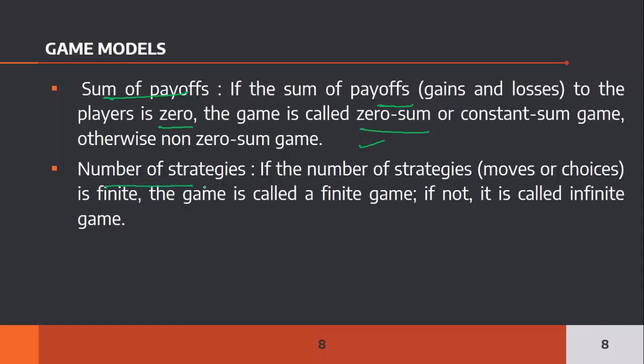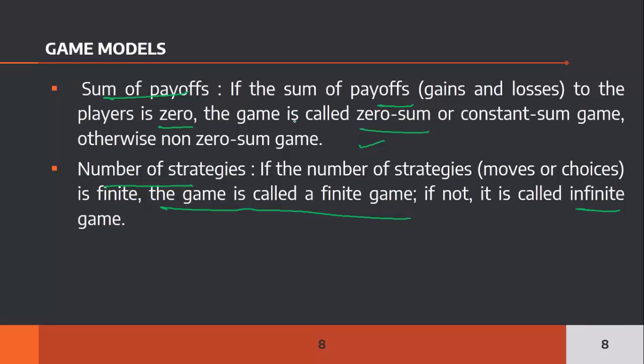The third model is the number of strategies. If the number of strategies, moves or choices is finite, then the game is called a finite game. If not, it is called an infinite game. So these are the three models based on three types: based on the number of players, based on the sum of payoffs, and based on the number of strategies.